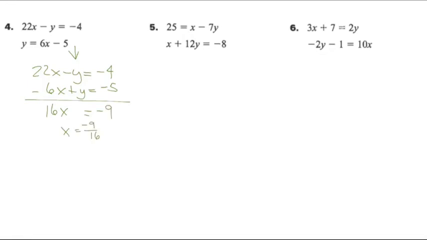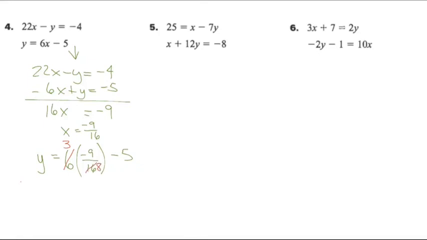I'm going to plug this back into either original equation. I am going to plug it into the bottom equation because it's already solved for y. y equals 6 times negative 9 sixteenths minus 5. I'm going to simplify before I distribute. I know that 2 goes into 6 3 times. I know that 2 goes into 16 8 times.